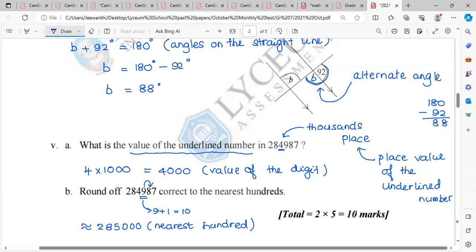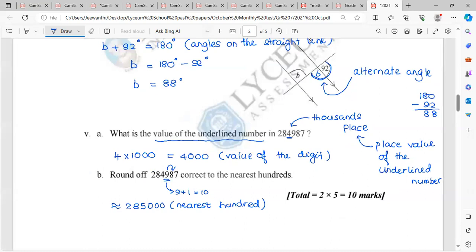Okay, so we'll double check whether we did it correctly. The 100 place is 9. Then when you look at the next digit, it is more than 5. If it is 5 or more than 5, we need to add 1 to the underlying number. So it is 9 plus 1, 10. So I write 0 over there, and that 1 I bring and add with the number 4. Therefore, that becomes 285,000. This value is approximately equal when you correct it to the nearest 100. So that is question number 2.